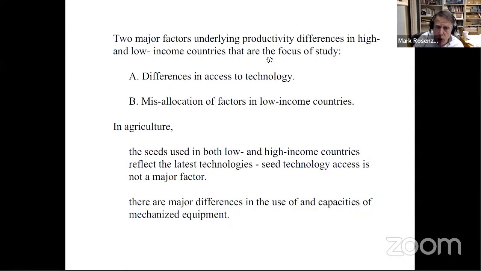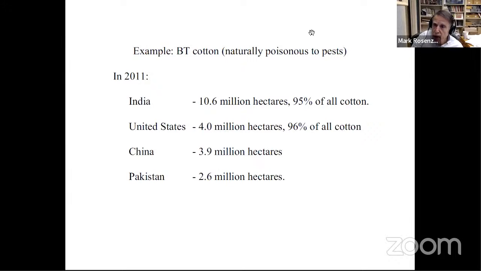So for example, if we look at Bt cotton, this is cotton that's been genetically modified such that it repels pests, and therefore it obviates the need for pesticides. So it's more profitable for farmers, and, disregarding the technology of the gene replacement, it's a more organic and natural way of eliminating pests compared to using chemicals and pesticides. If we look at the data, we see that 95% of all cotton grown in India is using this latest GMO cotton, and 96% of the cotton in the United States, same cotton. It accounts for 4 million hectares of cotton in China, 2.6 million hectares in Pakistan. So all of these countries, low income, high income, are on the frontier in terms of seed technology. So it's not there that we should be looking at the differences.